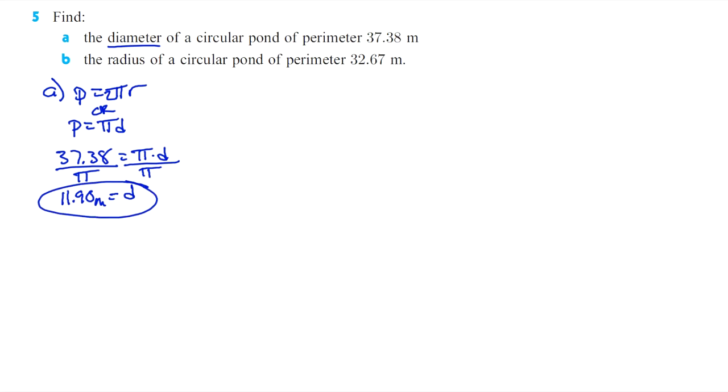Okay, for B, we've got the radius of a circular pond whose perimeter is 32.67. So now we're just looking for the radius. Let's use perimeter equals 2 times pi times r. Our perimeter is 32.67, and that equals 2 pi r. So we want to divide by 2 pi, right, to get rid of those.